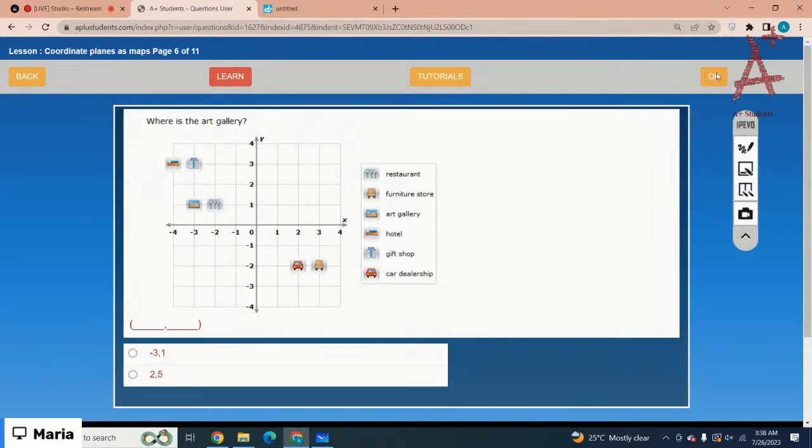Where is the art gallery? This is the sign for the art gallery. Here it is. Just match it to the x-axis, and match it to the y-axis. Sorry, x-axis is negative 3 and y-axis is 1. So it would be negative 3 and 1. So the correct option is negative 3 and 1, right?